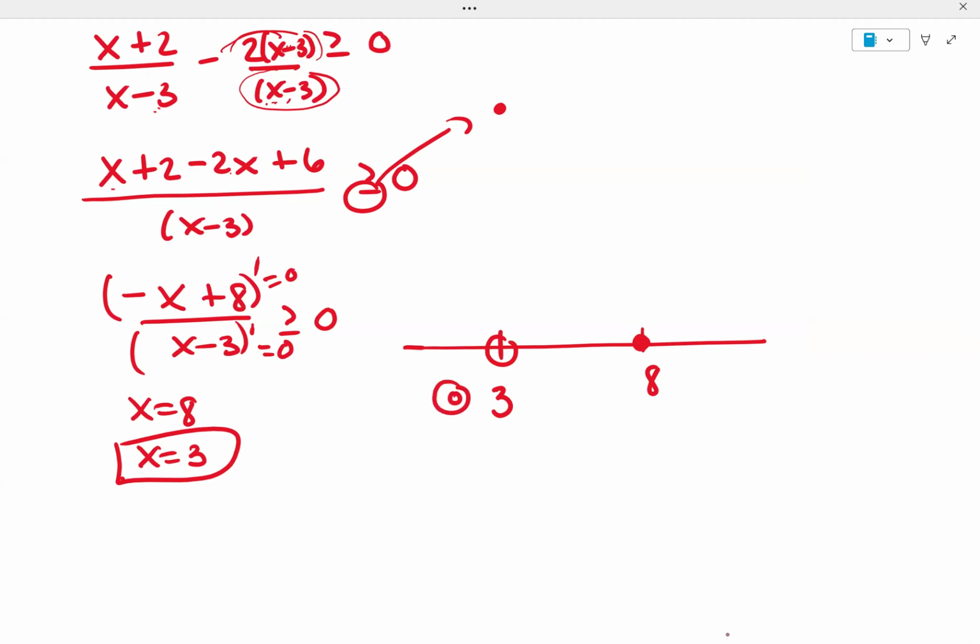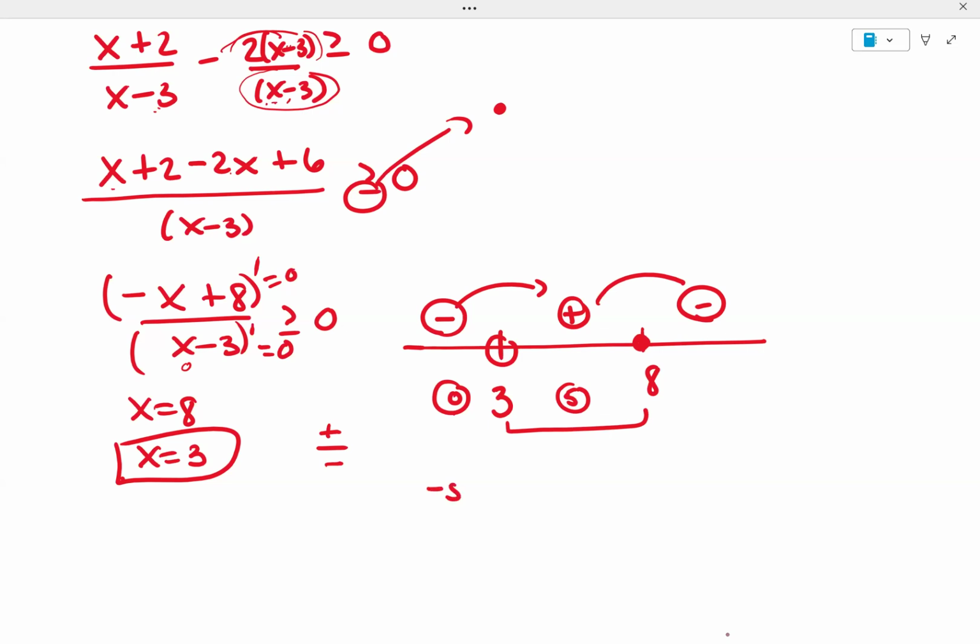So if I pick 0 for x, which is a little easier to work with, I get 0 plus 8, which is a positive, and 0 minus 3 is a negative. And any positive divided by a negative is a negative. They have to alternate, guys, because they're odd multiplicities. So there's our shortcut. If you don't like the shortcut, again, pick a candidate between 3 and 8, like 5.